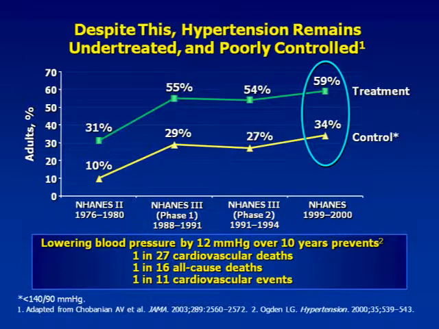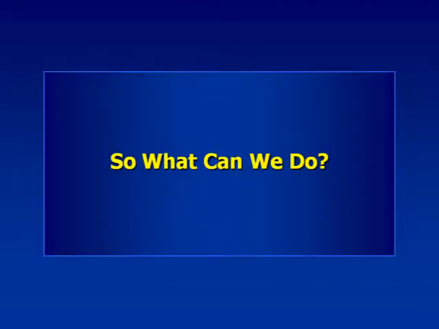Patients can't afford the medicines. Patients don't want to lose weight. Patients can't lose weight. Whatever it is, in the United States, this is U.S. data, only about 34% of people with diagnosed hypertension are treated to a goal that is acceptable, that is below 140/90. I said acceptable, not optimal. Optimal is below 130/80.